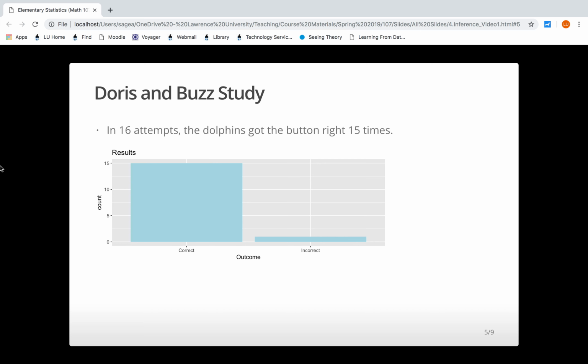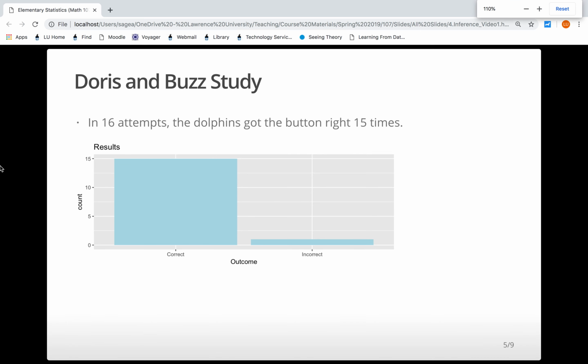In 16 attempts in the study, the dolphins pressed the correct button 15 times. We're interested in whether this result provides evidence that the dolphins were truly communicating with one another, as opposed to randomly guessing which button to push. We'll perform a statistical investigation to check into this.